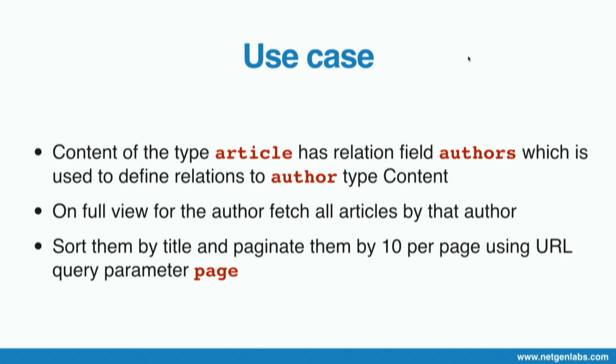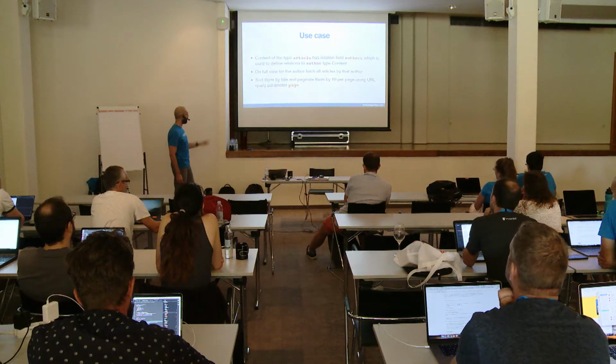What we need to do is, on full view for the author content, fetch all articles by that author. So you basically need to retrieve stuff by the reverse relations, right? You need to sort the results by title and paginate them by ten per page using the URL query parameter page.